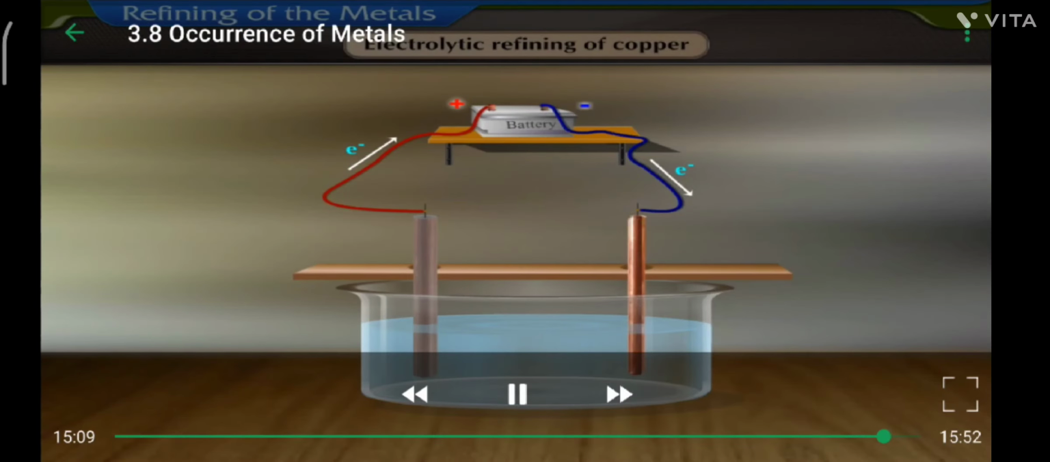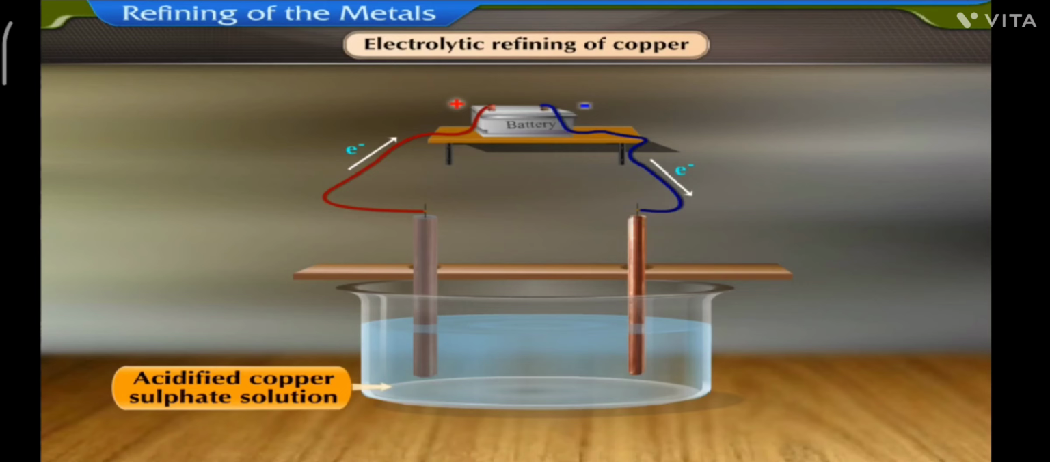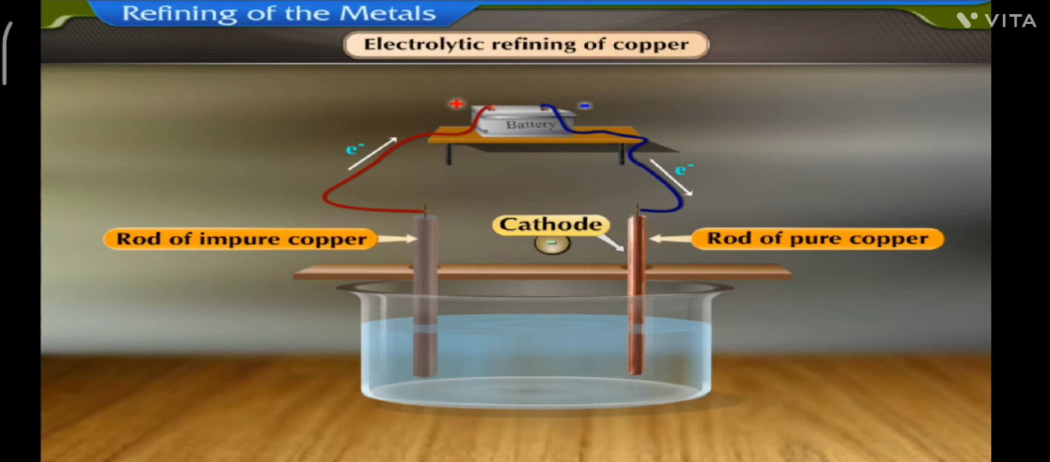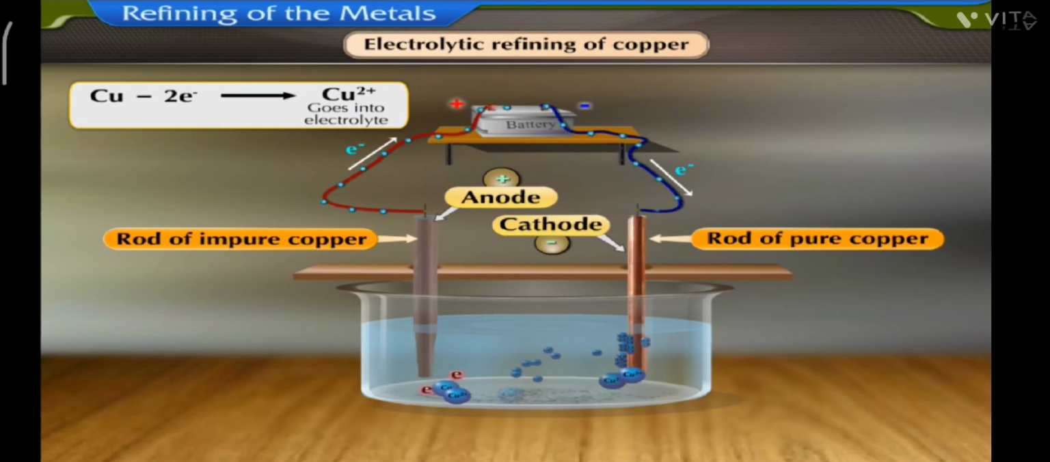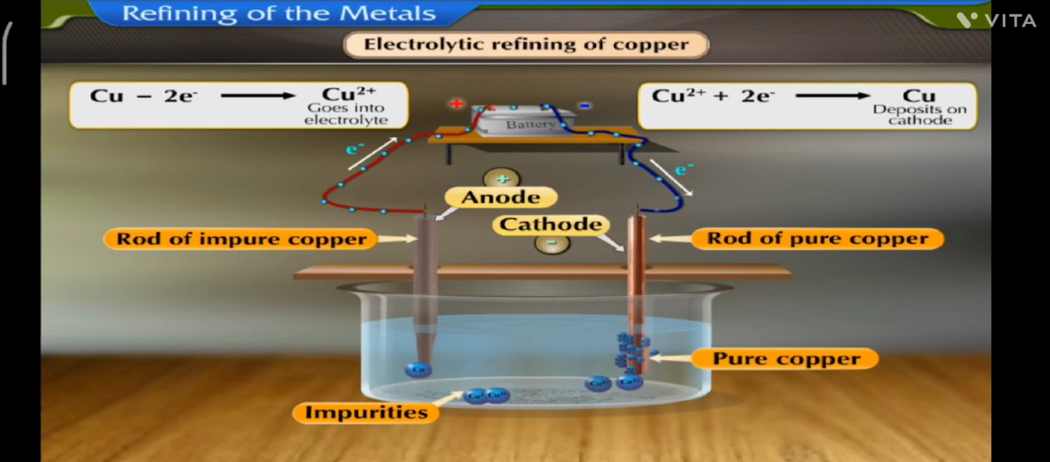The electrolytic refining of copper. Consider the electrolytic refining of copper. The electrolyte taken is a solution of pure acidified copper sulfate. Pure copper metal is taken as the cathode or the negative electrode, while an impure strip of copper is taken as the anode, which is the positive electrode. When electric current is passed, copper from the anode goes into the solution, while an equivalent quantity of copper ions from the electrolyte gets deposited on the cathode. In this manner, pure copper is obtained at the cathode.